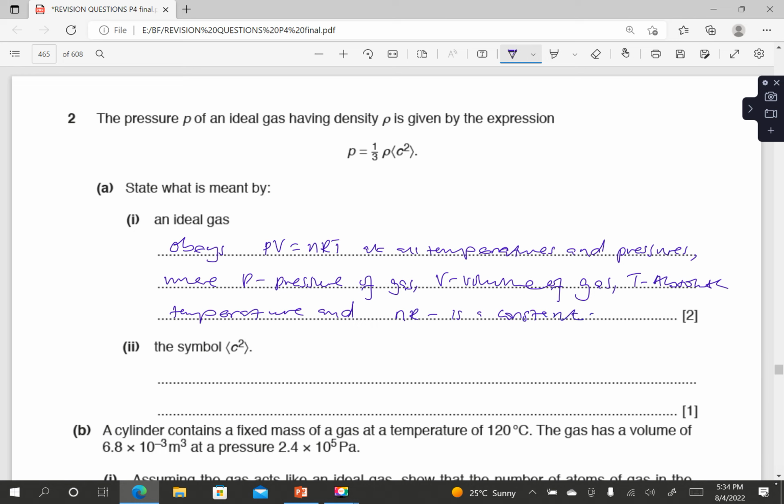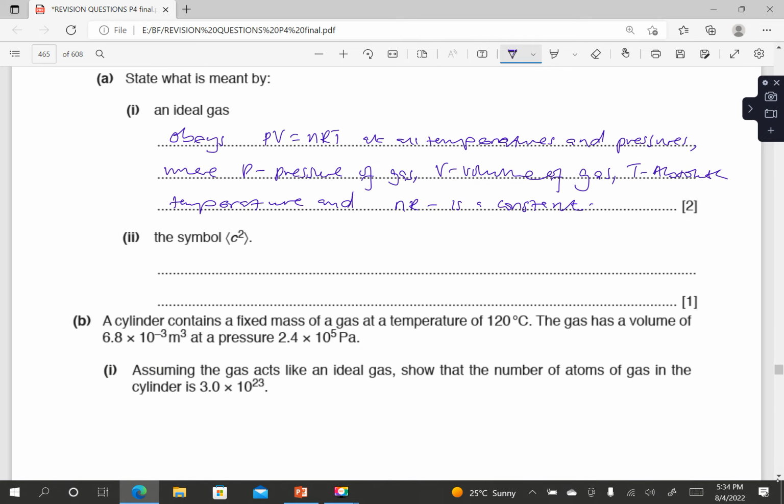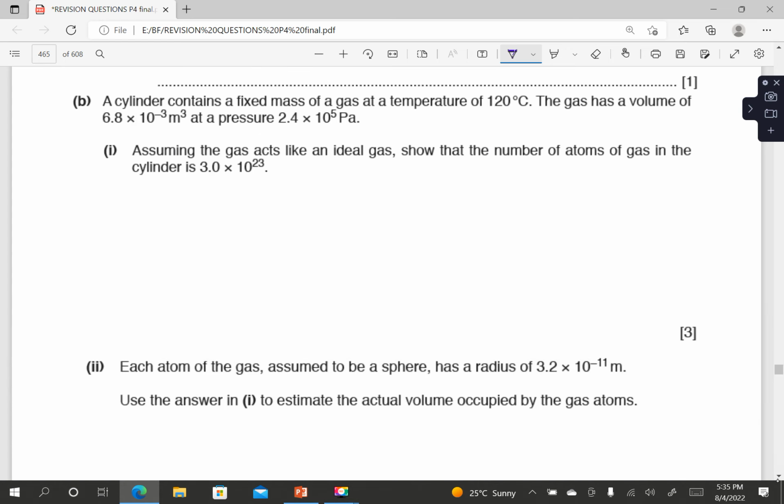Okay. Next, this one is the mean square speed. That is the mean square speed. A cylinder contains a fixed mass of a gas at a temperature of 120. The gas has a volume of this at that pressure. Assuming the gas acts like an ideal gas, show that the number of atoms of gas in the cylinder is 3.0 times 10 power 23 atoms.